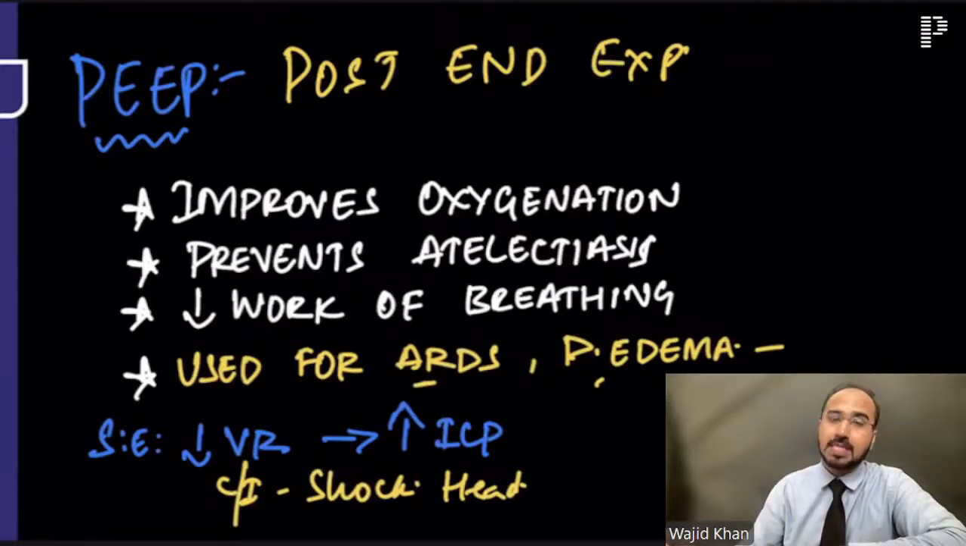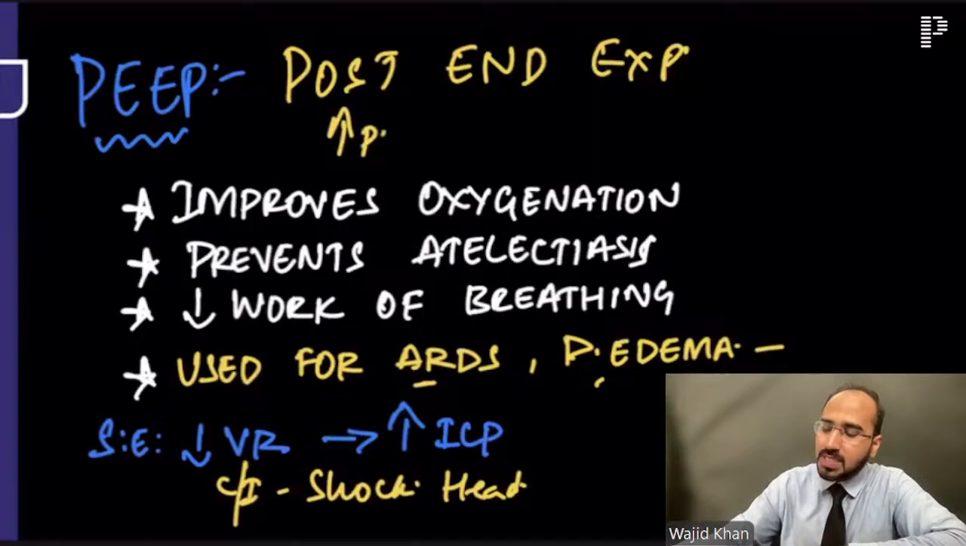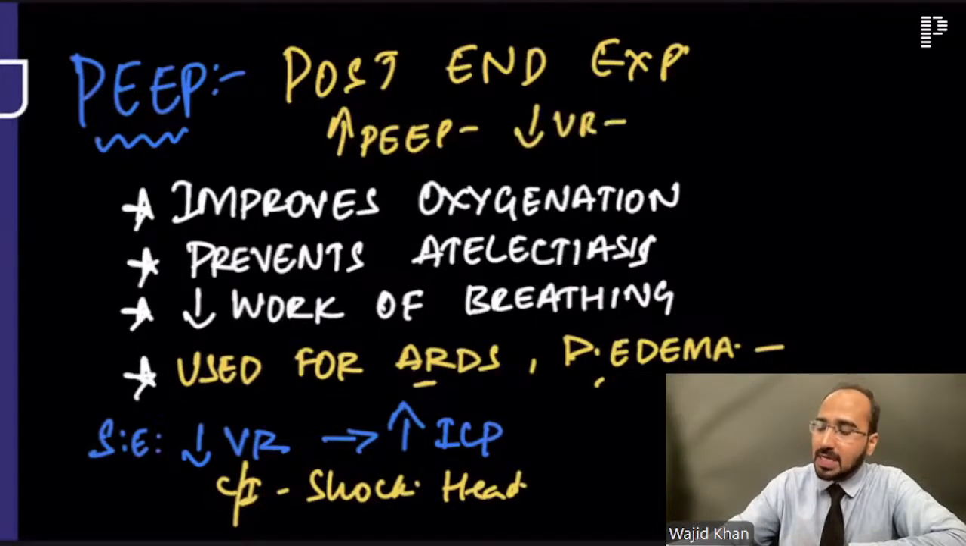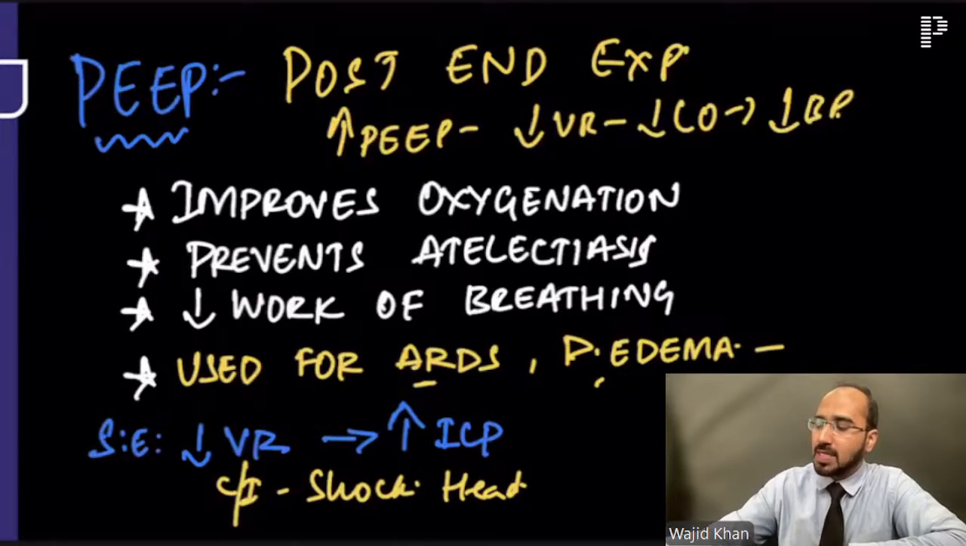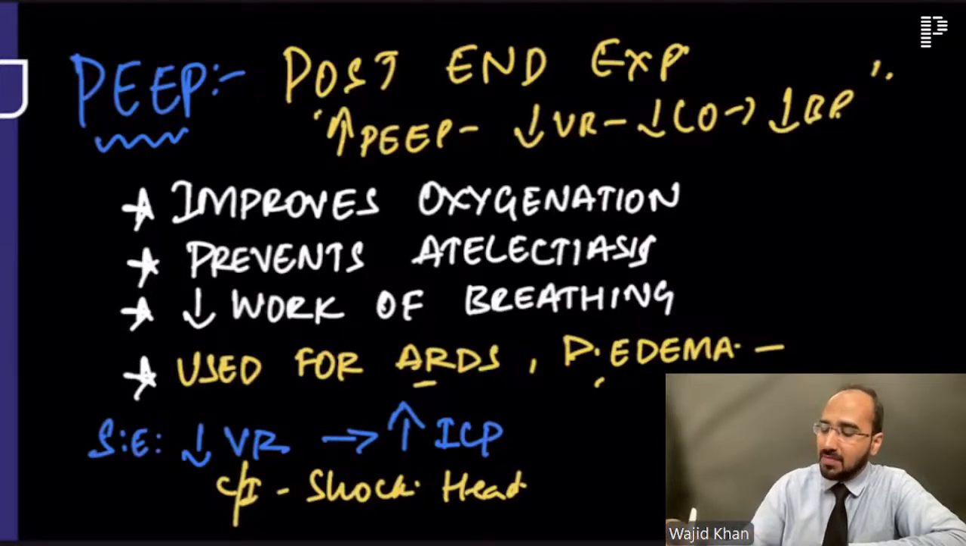But remember, guys, whenever you increase the PEEP value, what will happen? The venous return decreases, the cardiac output decreases, and the patient will have hypotension. So remember, if the patient is in a shock-like condition, PEEP should be avoided. The side effect of PEEP is that it can cause decreased venous return.